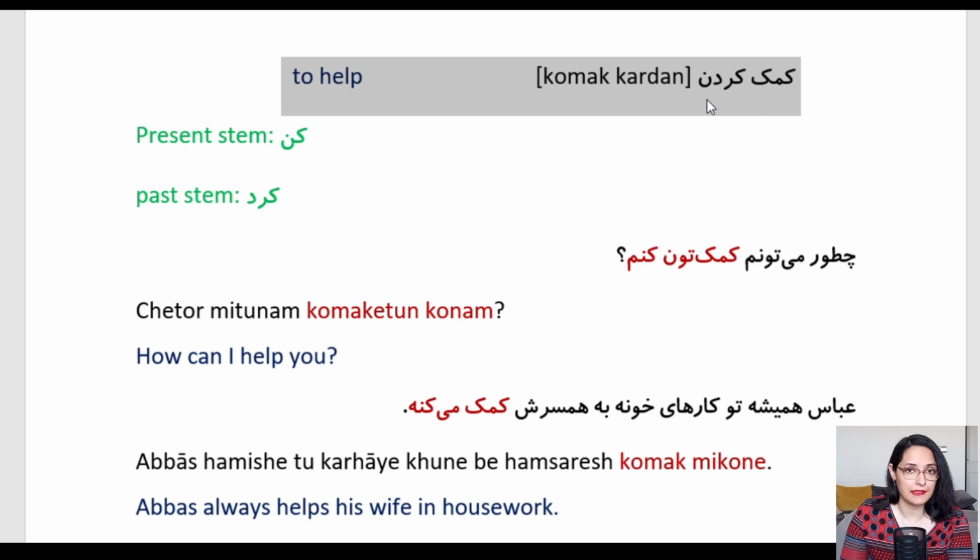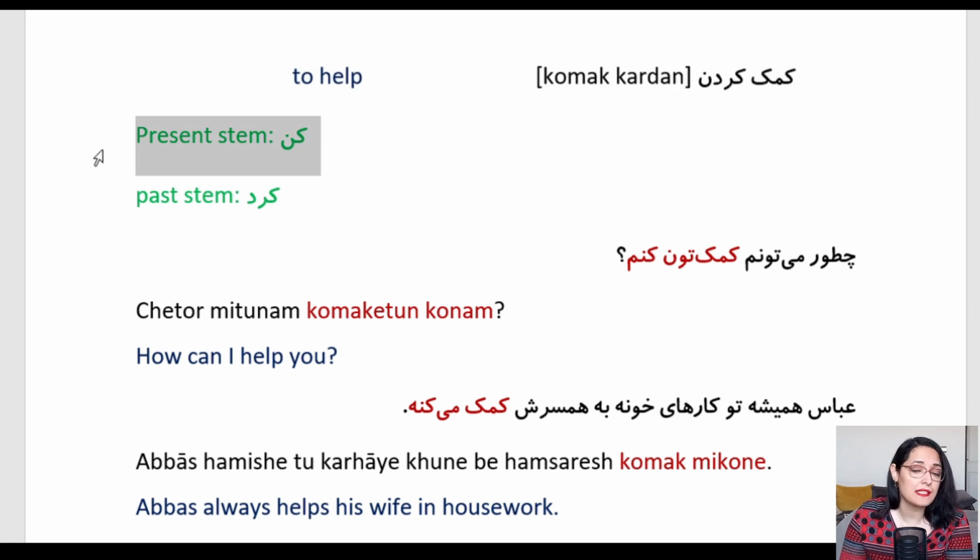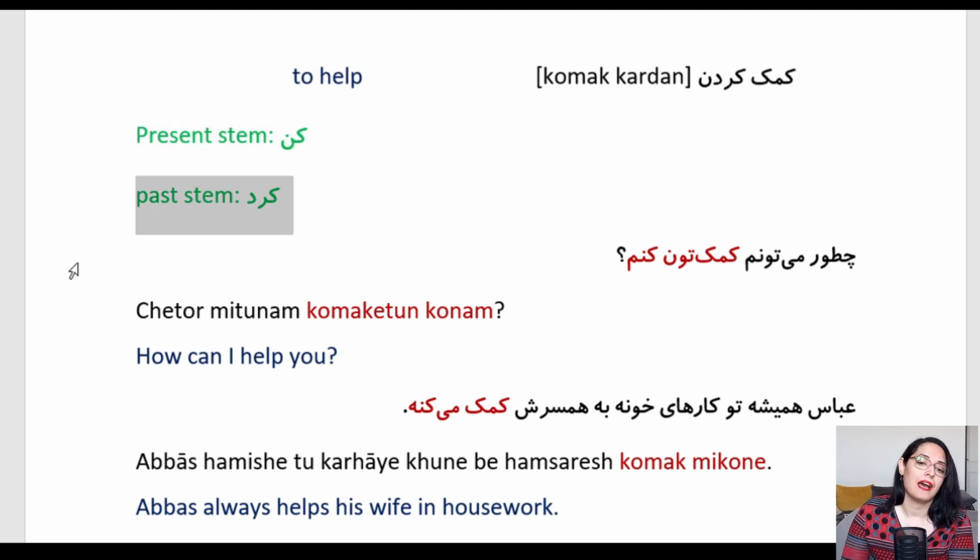کمک کردن. It's a compound verb. So the present stem is kon and the past stem is کرد. Easy, right? We have lots of compound verbs with کردن.